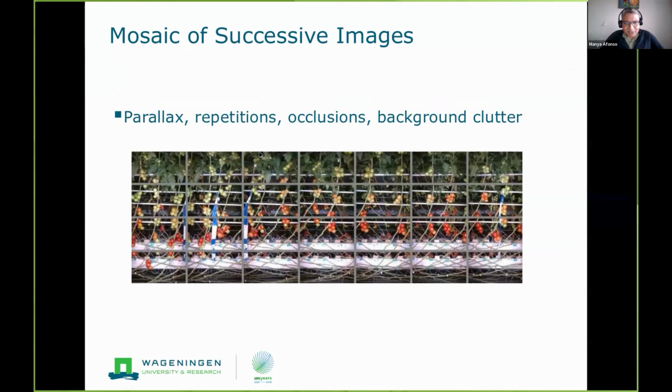Here you can appreciate a sequence of images taken by the 4 cameras. So there's parallax and there's also repetitions. A particular tomato may appear in more than one image and at more than one time position. So we need to take into account all these factors before doing our image analysis.